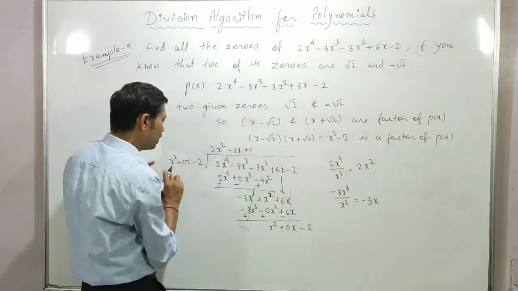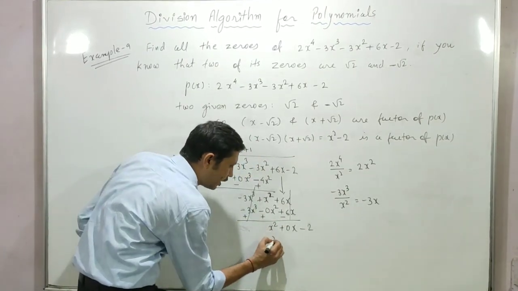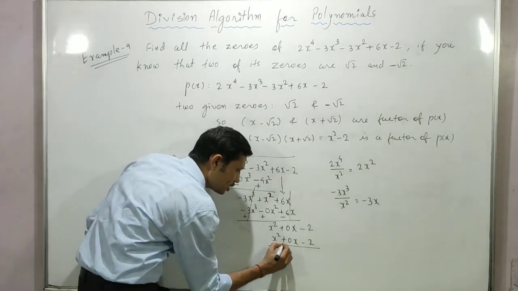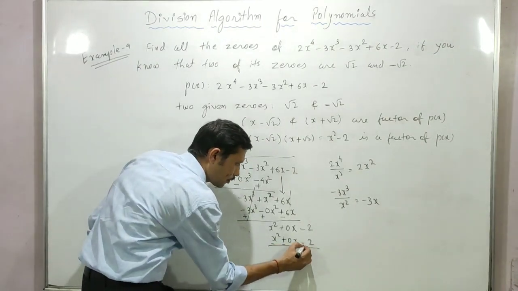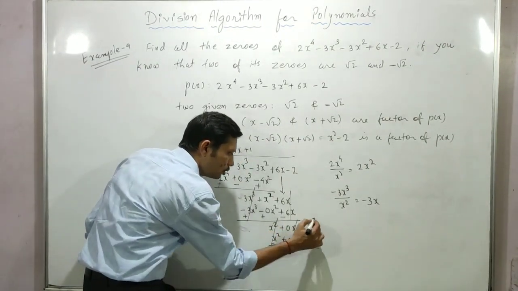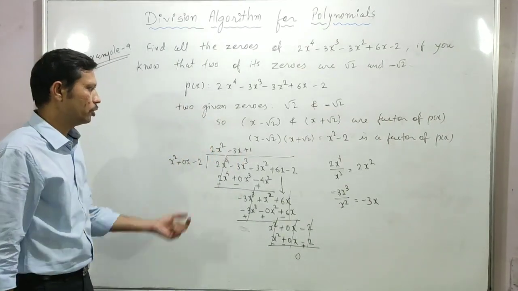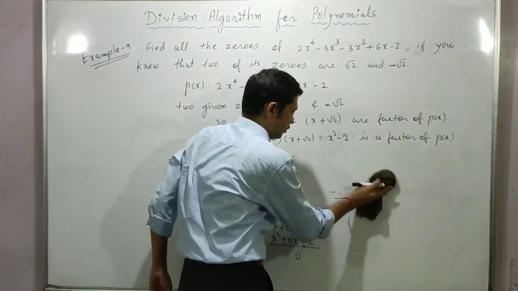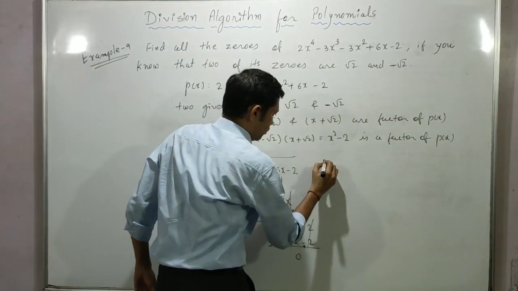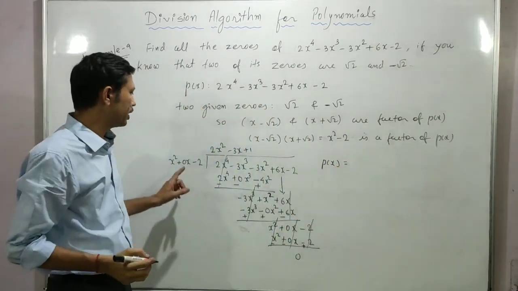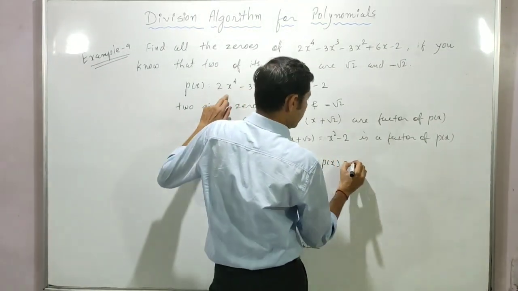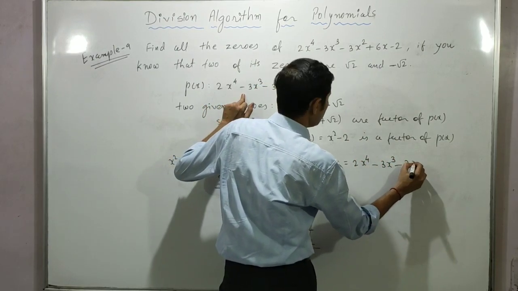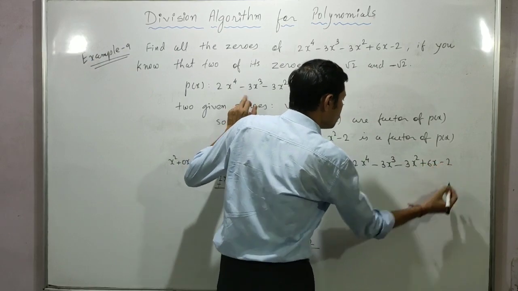Okay, so 1 multiplied with this one, as it is we have to write down our divisor, x square plus 0x minus 2. So minus, minus and plus. This one cancels out, cancels out, cancels out. So what is left? 0. So our polynomial p of x can be written down in this manner: 2x to the power 4 minus 3x cube minus 3x square plus 6x minus 2.